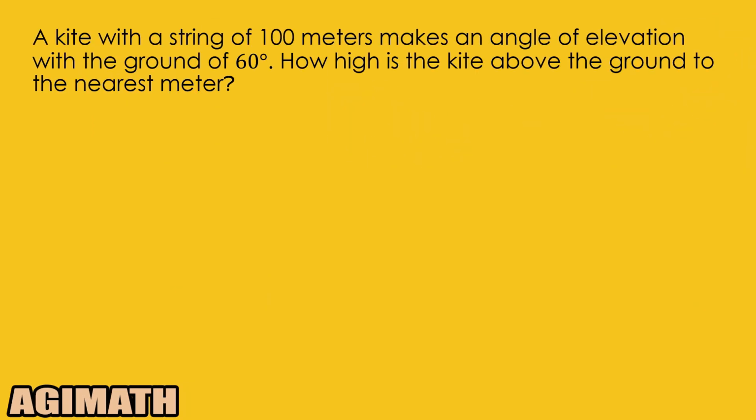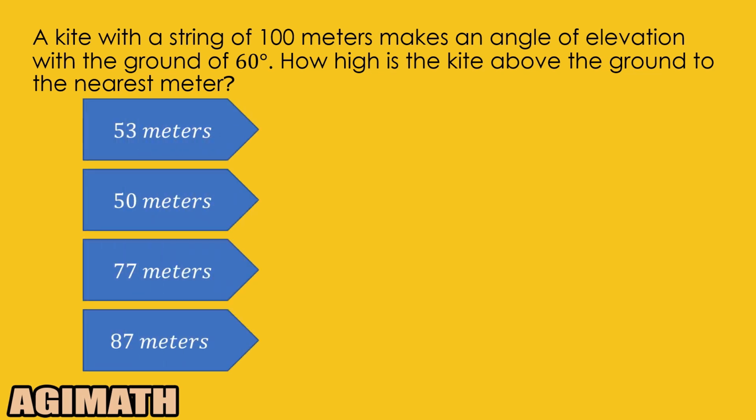Next problem, a kite with a string of 100 meters makes an angle of elevation with the ground of 60 degrees. How high is the kite above the ground to the nearest meter? So these are the choices. Again, if the figure is not given, you can make your figure. And then since this is right triangle trigonometry, then we are expected to have a right triangle. So we can start by drawing a right triangle. You don't need to have a very beautiful drawing. What you need is a precise and accurate drawing.